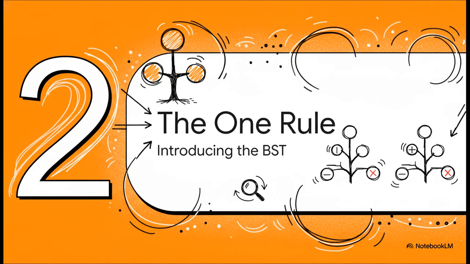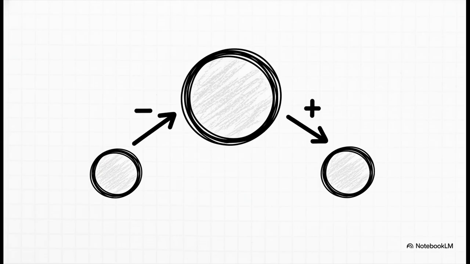All right, so we take our basic tree idea, and now we add just one simple rule. And this one rule is what transforms it from a generic structure into the powerhouse we're talking about today, the binary search tree, or BST. Here it is, the secret sauce. The entire brain of the BST is on this slide.